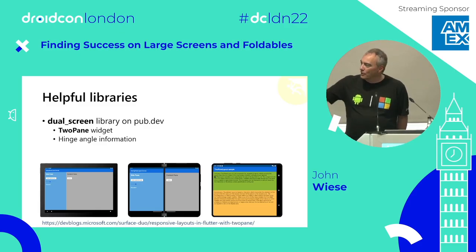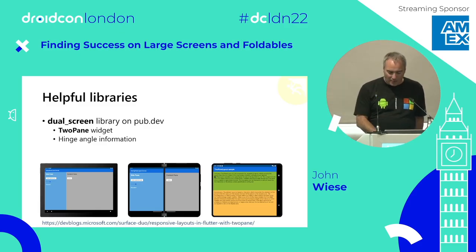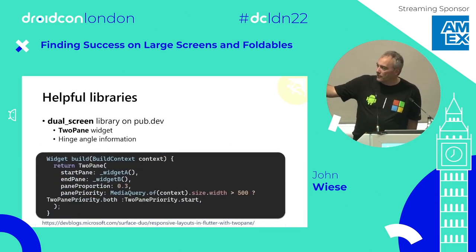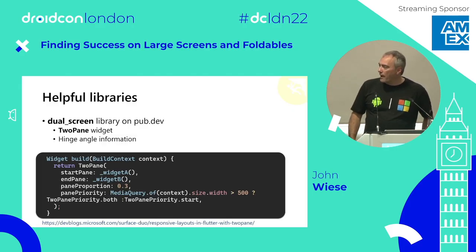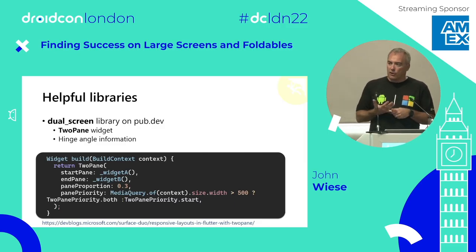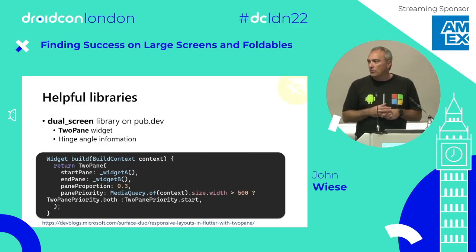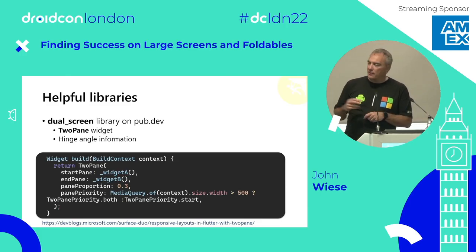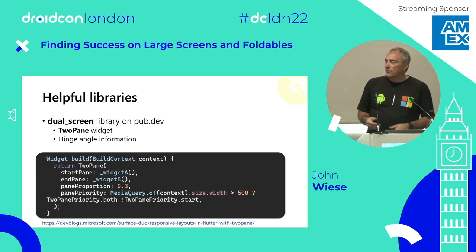So all you have to do, to get what you see here on the bottom, is use a very simple control in Flutter or in any of those frameworks. You add this 2-pane widget to a Flutter app or a 2-pane control in the other applications, and you give it a few things for it to know how to lay out. So you give it what's called a start pane and an end pane. So in Flutter, those are 2 separate widgets. They would be different views in some of the other languages or frameworks. And then you can give it a couple of helper pieces of information. So you can give it a proportion, and you can give it a priority.